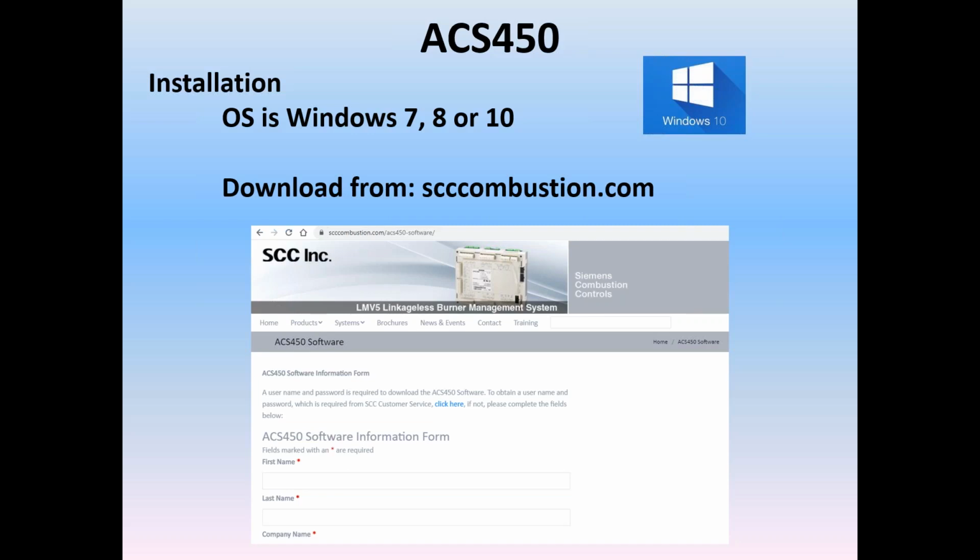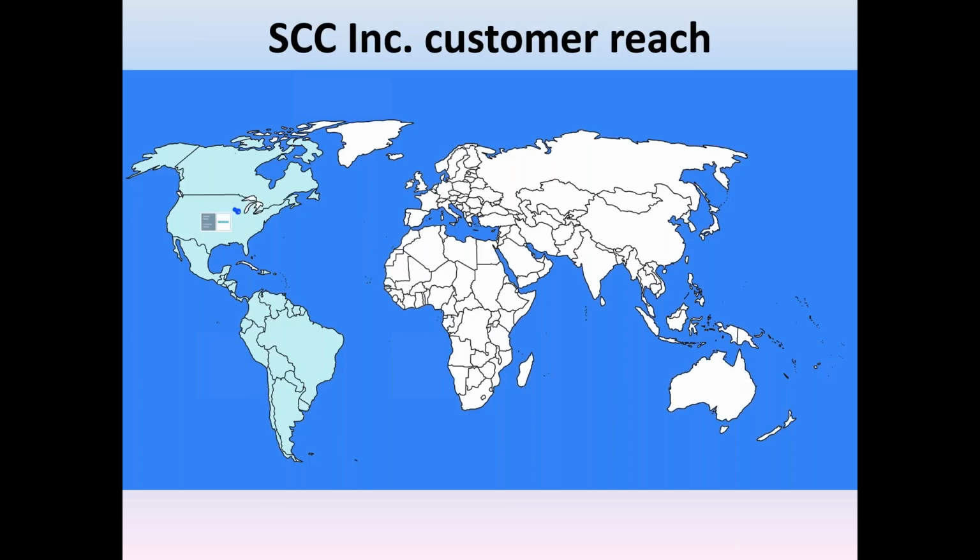Registration is required because the ACS 450 is sold throughout the world. It's roughly $1,000 a copy for anywhere in the world through a Siemens representative. However, in the United States, Canada, North America, Central, South America, all of the SCC Combustion territories, if you're an SCC customer or rep, then we can give you the software free of charge. That's why you have to go up to the website and register yourself, so that we can give the software to somebody in our territory and not throughout the world where it is sold at a market value.